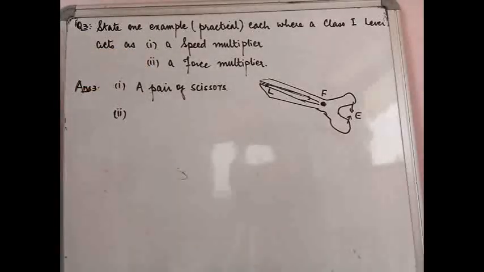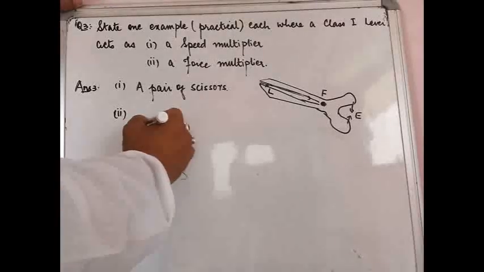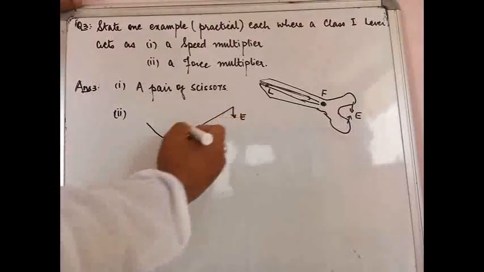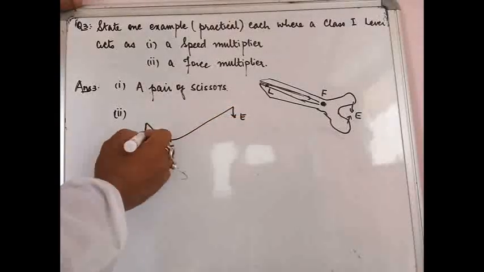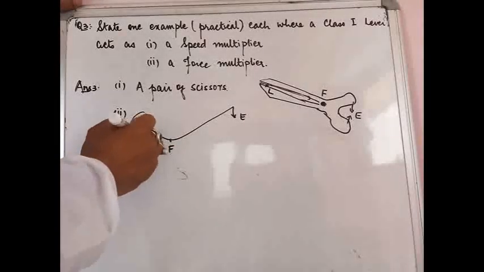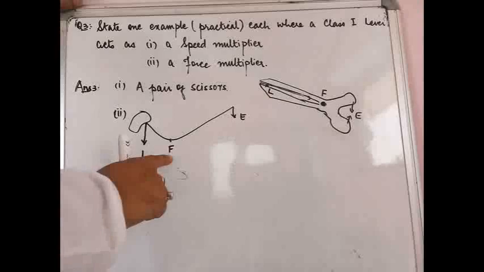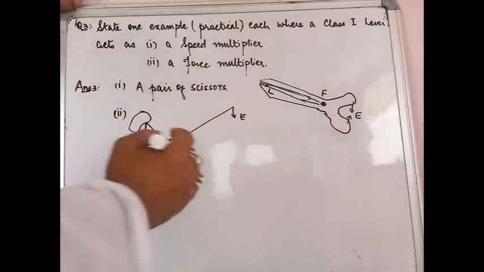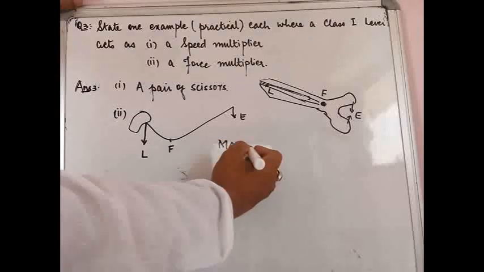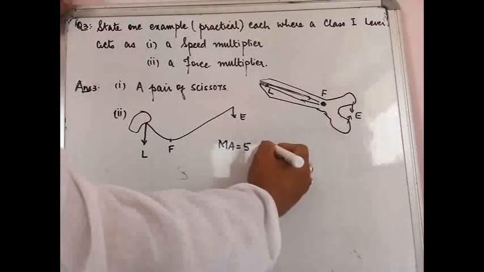Number 2, now a force multiplier. If you remember, just now we had discussed a case of a crowbar. If you once again remember, there was effort over here and there was the fulcrum somewhere here and there was load lying around over here. There was some load kept over here. Now this is obviously also a class 1 lever because the fulcrum is lying in between load and effort. And in the previous example, if you actually notice, the MA value had come out to be 5, which is far greater than 1. So here it was acting like a force multiplier.